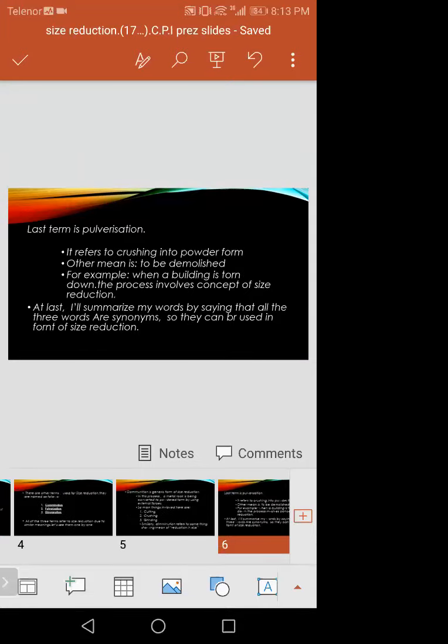Now the last term is pulverization. It refers to crushing of the material into powder form. And if we move toward the other meaning, it can also mean to be demolished. For example, when a building is torn down, the process involves the concept of size reduction, because we are converting the whole building into smaller particles. So I'll summarize by saying that all three words are synonyms of each other because they have the same meaning of size reduction.